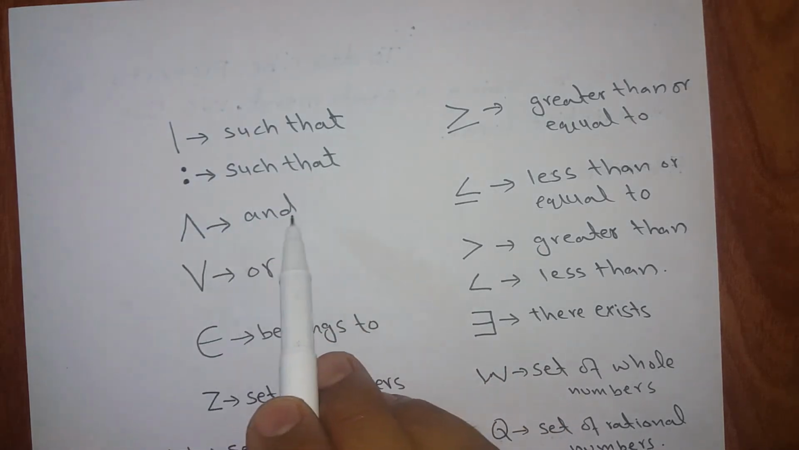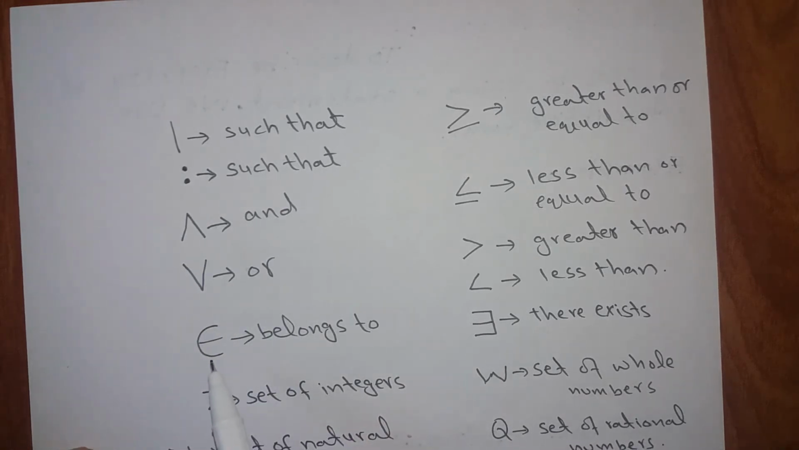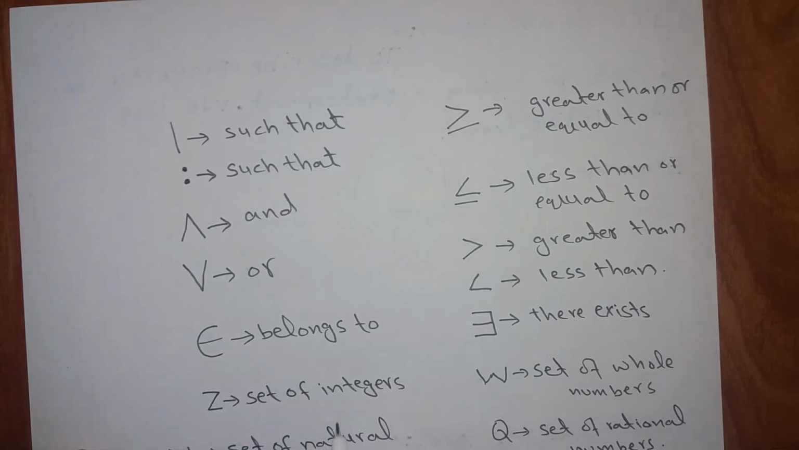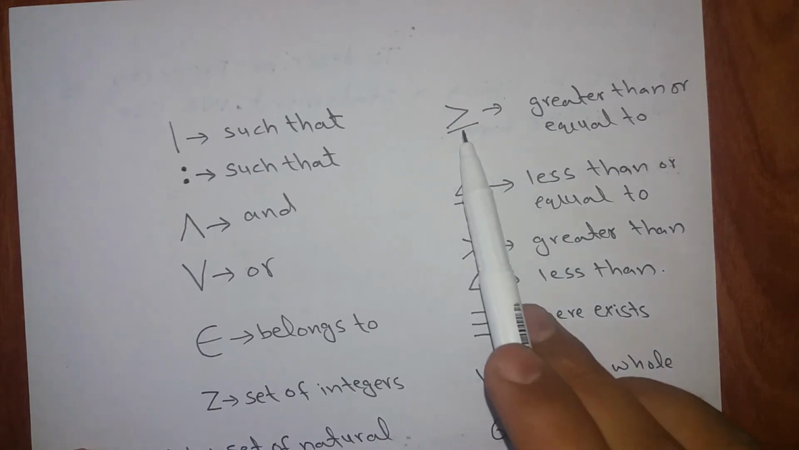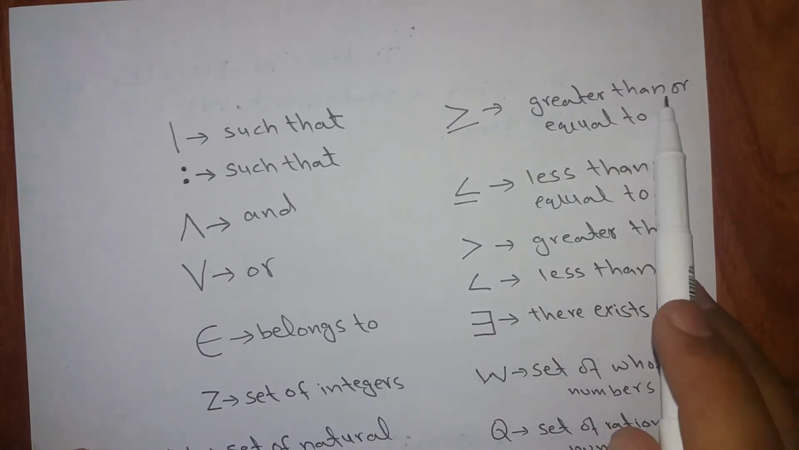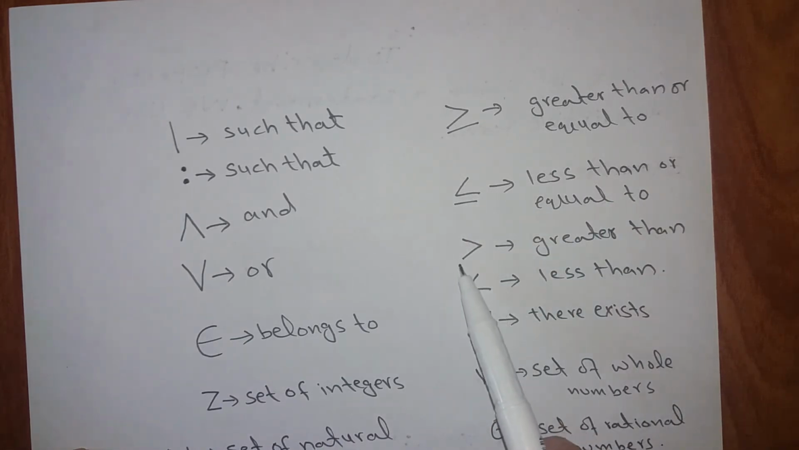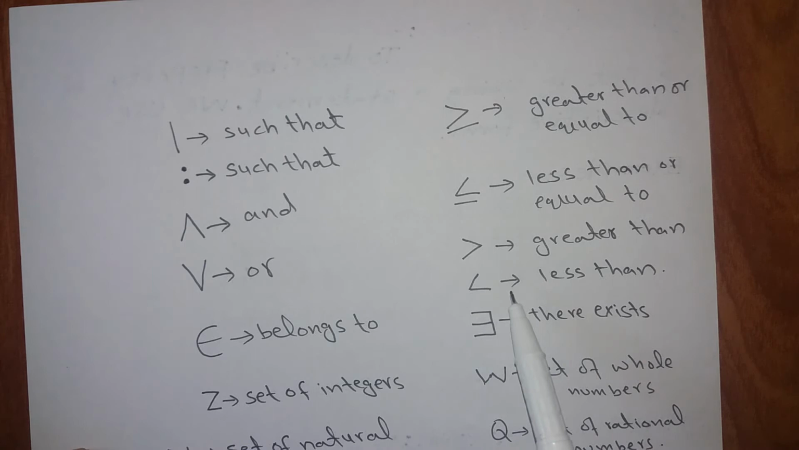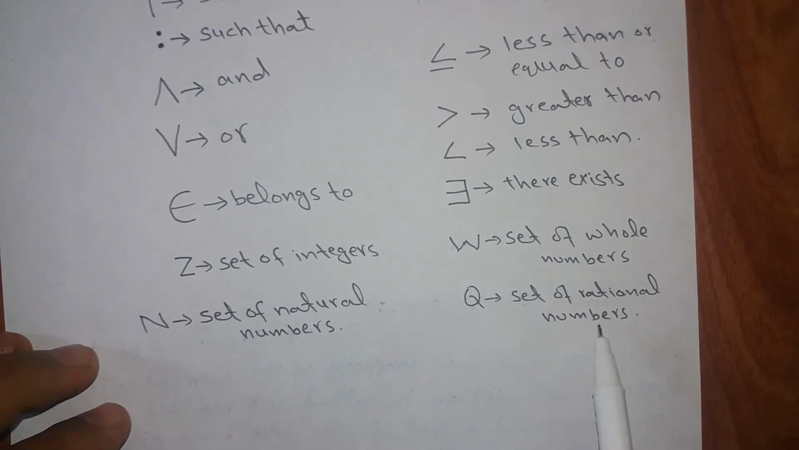This symbol means and. This symbol means or. And this symbol means belongs to. I had also explained this symbol in my previous video. Capital Z means set of integers. Capital N means set of natural numbers. This symbol means greater than or equal to. This symbol means less than or equal to. This symbol means greater than. This symbol means less than. This means there exists. Capital W means set of whole numbers. And Q means set of rational numbers.